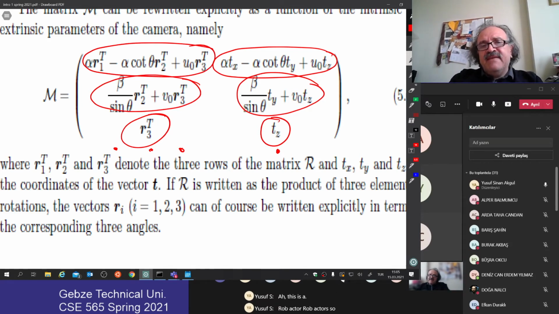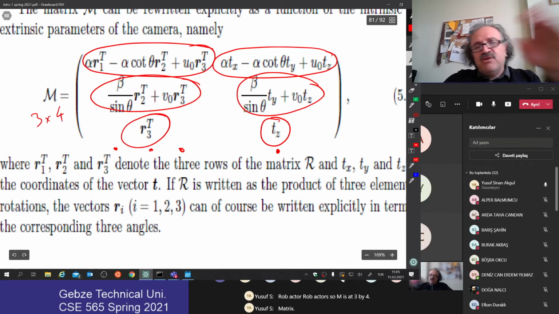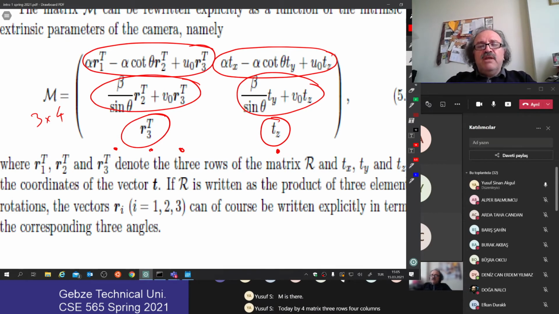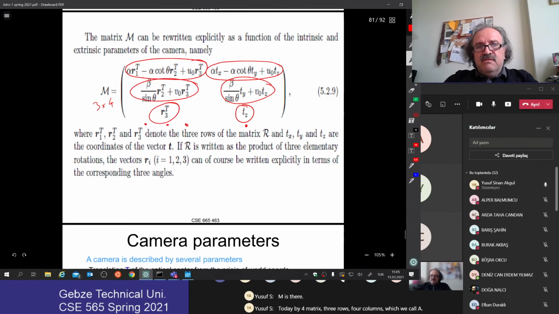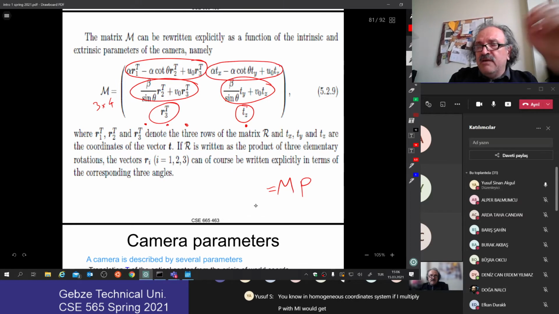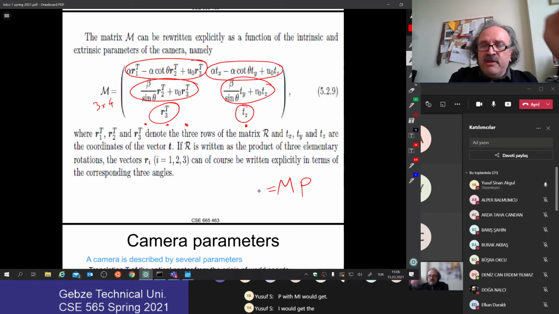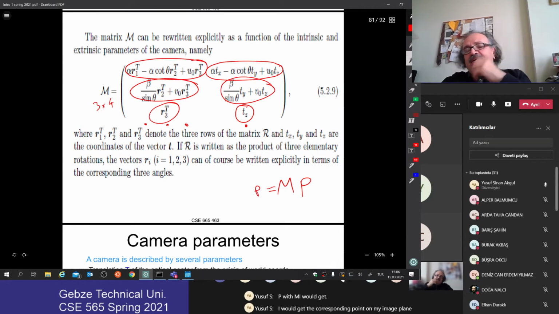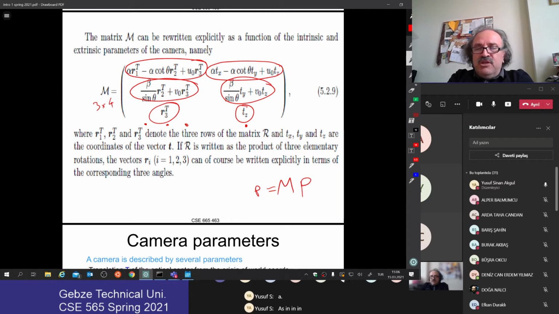So M is a 3 by 4 matrix. 3 rows, 4 columns, which we call a projection matrix. Okay. M is a projection matrix. Given a point P in the real world, in homogeneous coordinate system, if I multiply P with M, I would get the corresponding point on my image plane in homogeneous coordinate system.